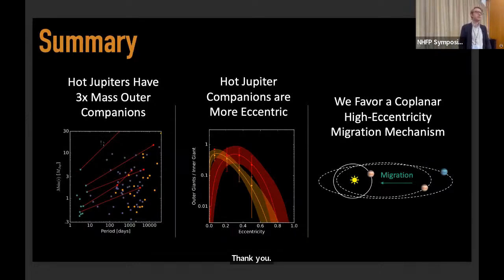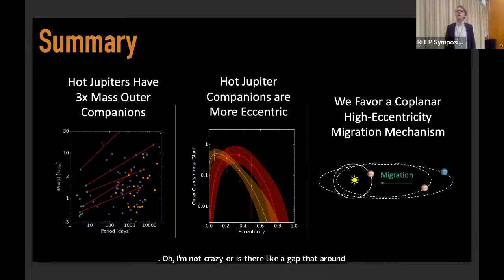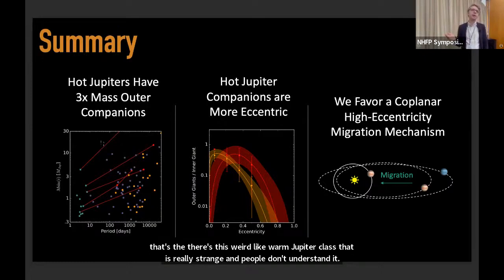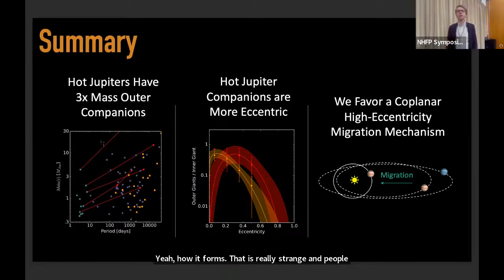Right, lots of questions. Nice work, John. Thanks. I have a question about the demographics part. Am I crazy, or is there a gap at around 30 days that splits that population into 2? Is that real? Yeah, that is real. There's this weird warm Jupiter class that is really strange and people don't understand yet how it forms. It seems to be maybe an in-between state between forming a hot Jupiter and not forming a hot Jupiter, but it's really unclear. There's a lot of work to be done there.